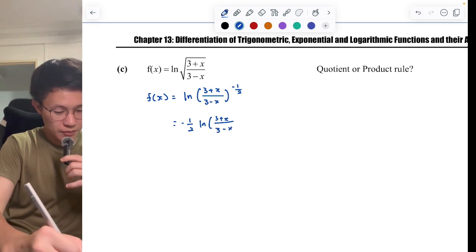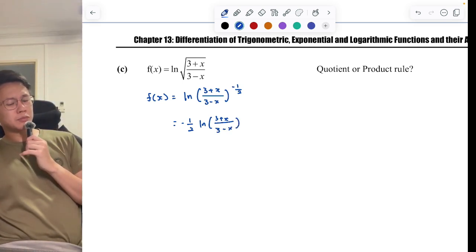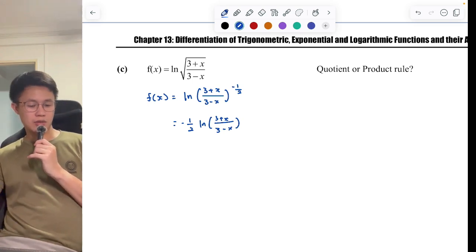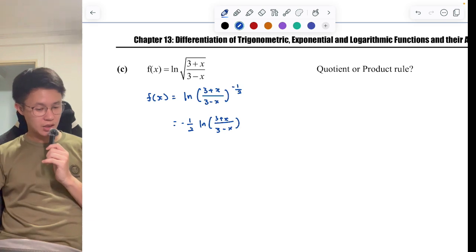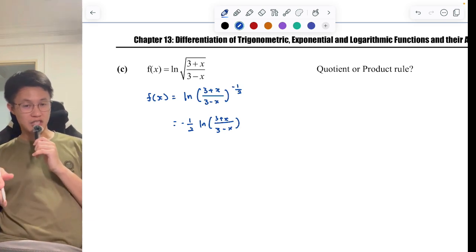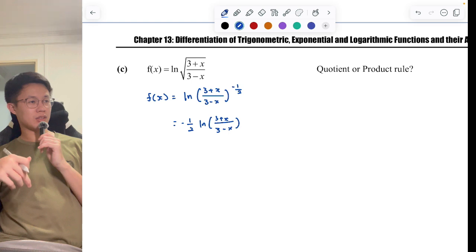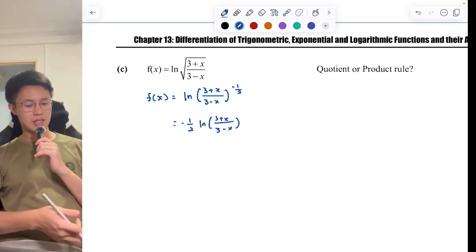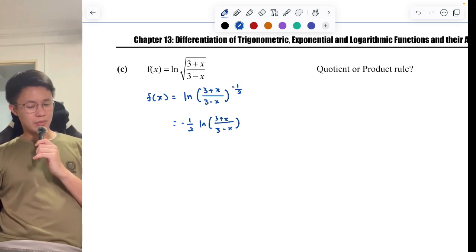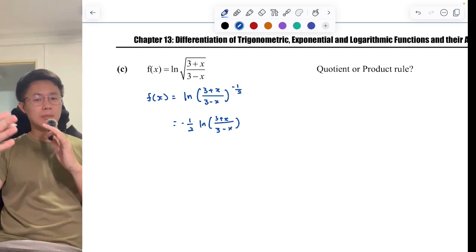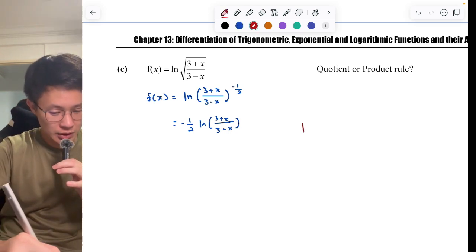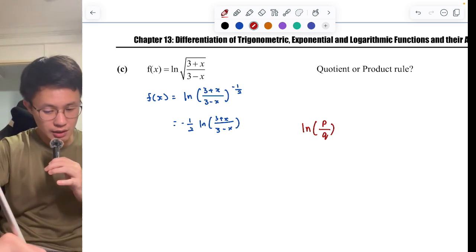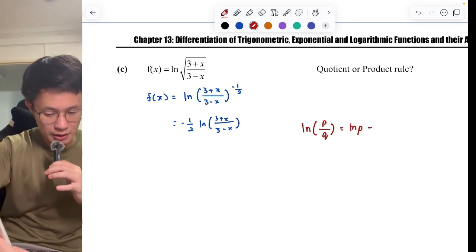Now, differentiating by the quotient rule, it seems like I can just directly differentiate using the quotient rule, right? Yes, we can do that, and also yes, you're going to find some issues with it because it's going to be so complicated. Your function is already a fraction, and when you differentiate it you have to use the quotient rule on 3 plus x over 3 minus x. And so the beauty about logarithms is that you can apply logarithmic laws. One of them is that the ln of a fraction, let's say p over q, is simply ln p minus ln q.